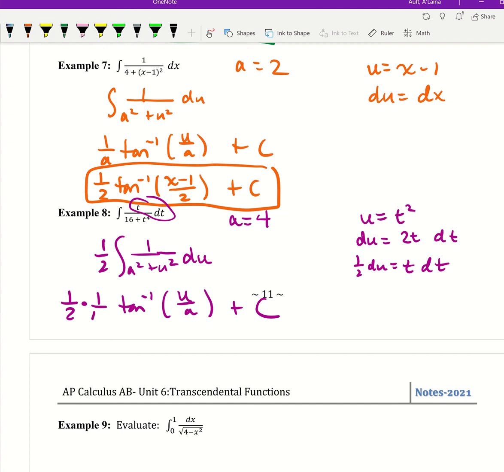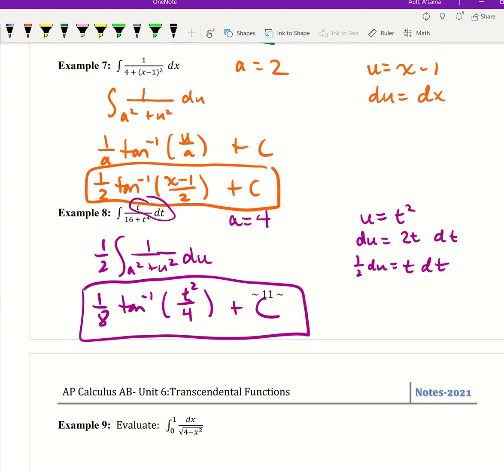And as the last step, I'm just going to replace. A is 4. U is t squared. And a is 4. So I guess I should simplify out front. 1/2 times 1/4 is 1/8. It's very common for people to put 1/2 instead of 1/8 because they forget that the inverse tangent formula has the u over a as part of the formula.